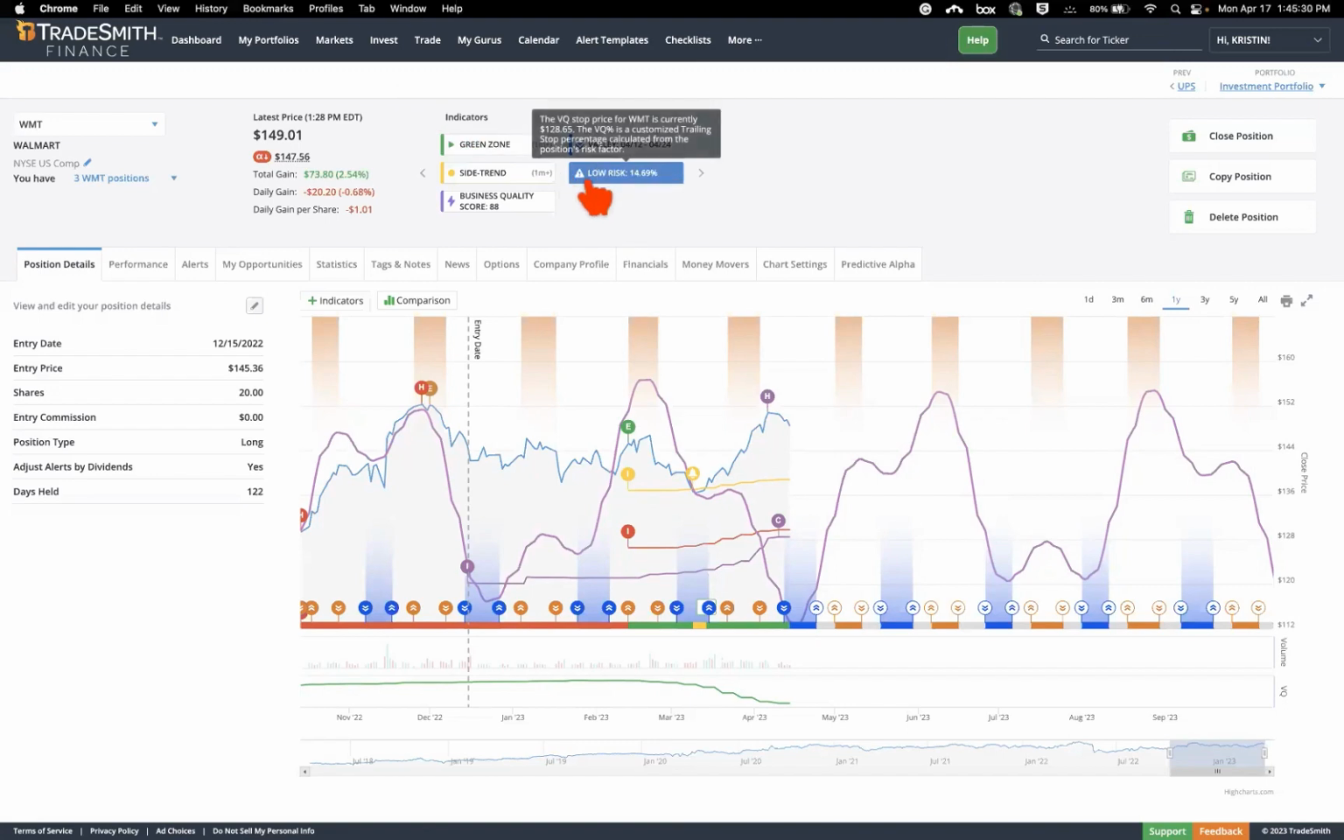It's in the green zone. So if I were researching Walmart, those are two indicators that I look for. I want to make sure it's in the green zone and that it's not too risky. So I could definitely check these two off my list as potential reasons for buying Walmart.